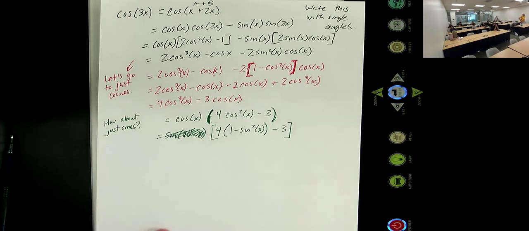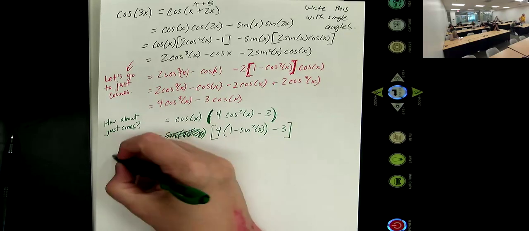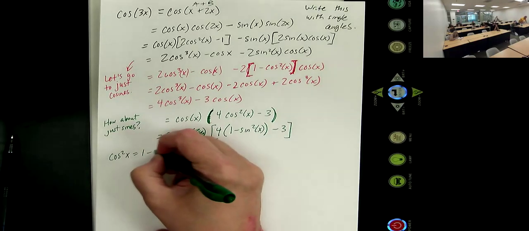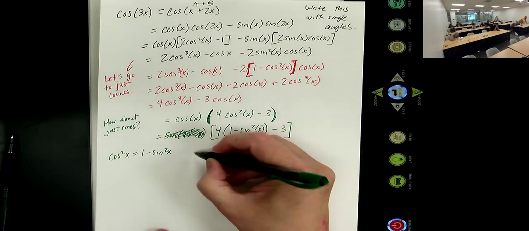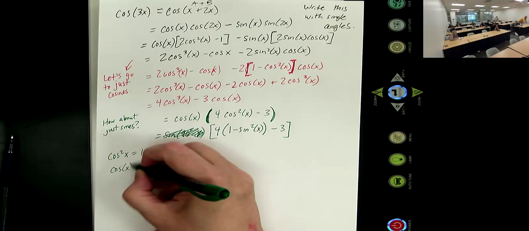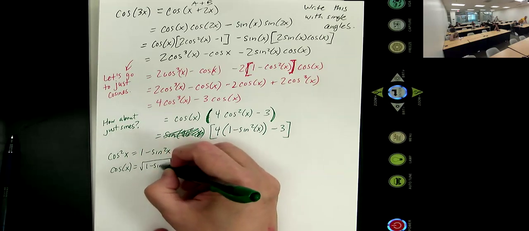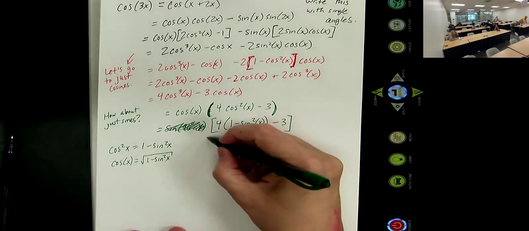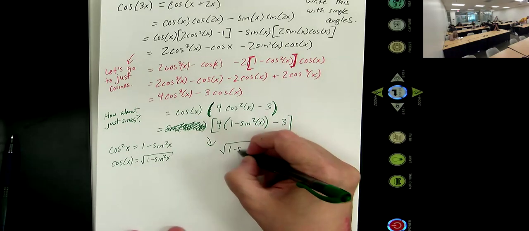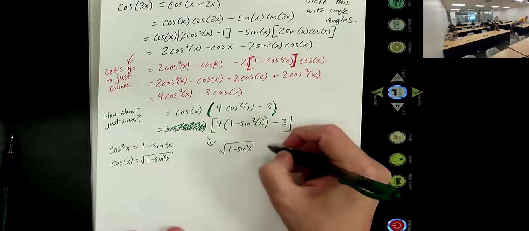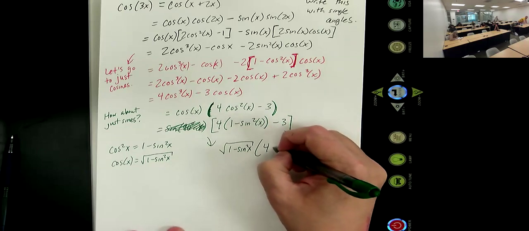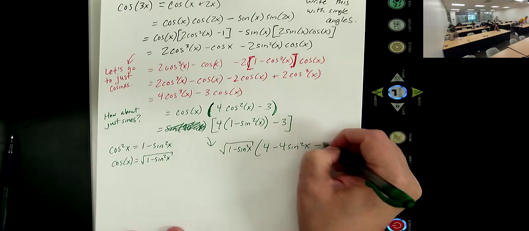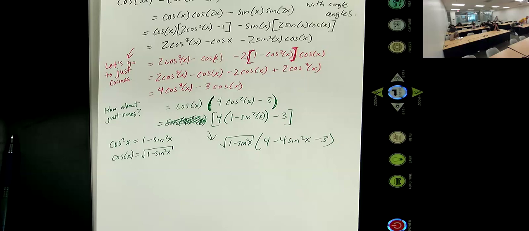We don't want that, I guess it would work, but we could also do, since cosine squared x equals 1 minus sine squared x, we could say this is the square root of 1 minus sine squared x, times 4 minus 4 sine squared x, minus 3. We're down to sines, ugly. There might be some more manipulations, but we did get it in just terms of sines.